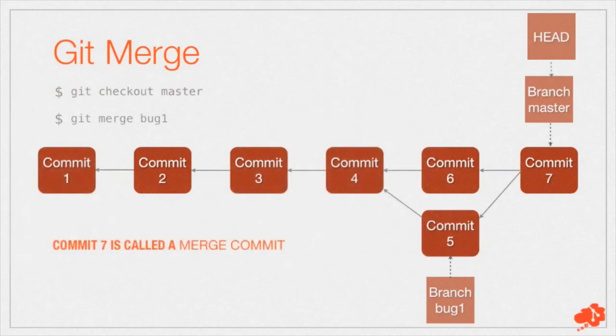Commit 7 is called a merge commit. It was really just created in order to bring branch bug1 and branch master together. You'll also notice that commit 7 has multiple parents. We talked about that earlier, that the next pointer is called parents in Git. And in this case, you're actually seeing that there are multiple parents. This is no longer a linked list. This is now called a directed acyclic graph.